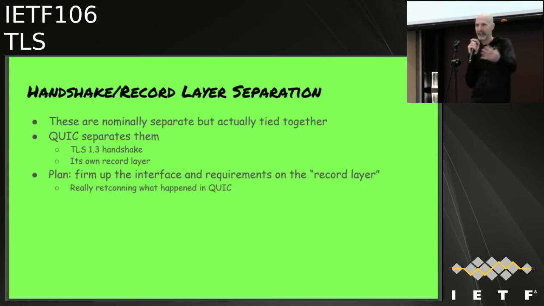Nominally we had a handshake and a record layer, but the security proofs of TLS don't really depend on the record layer at all, at least for the handshake. Nevertheless, the record layer is glued in there. QUIC separated them, but let me phrase this carefully: not in an unprincipled way from a document perspective, but in a fine way from a technical perspective.